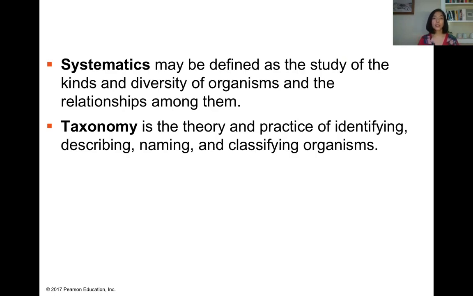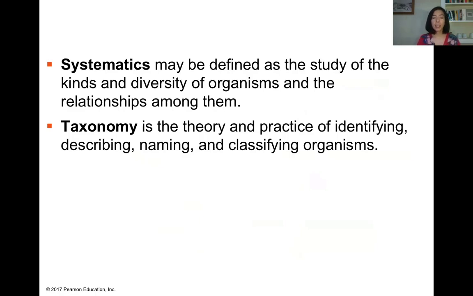Two concepts that I want to introduce are systematics and taxonomy. They are sometimes used interchangeably, but they have some differences. Systematics is the study of kinds, similarities, and diversity of organisms and the relationships among them. This is going to be key for systematics. In systematics, we really want to establish the phylogenetic relationships, or the evolutionary relationships. That means who's most closely related to another species, or what's the sister group of a species, if you want to say it that way.